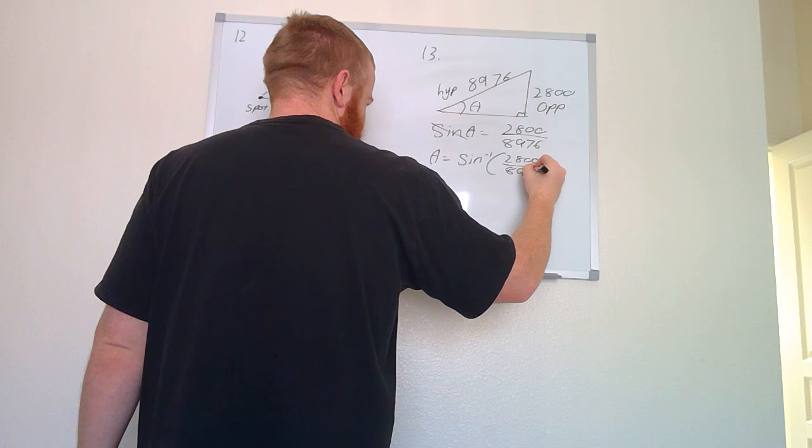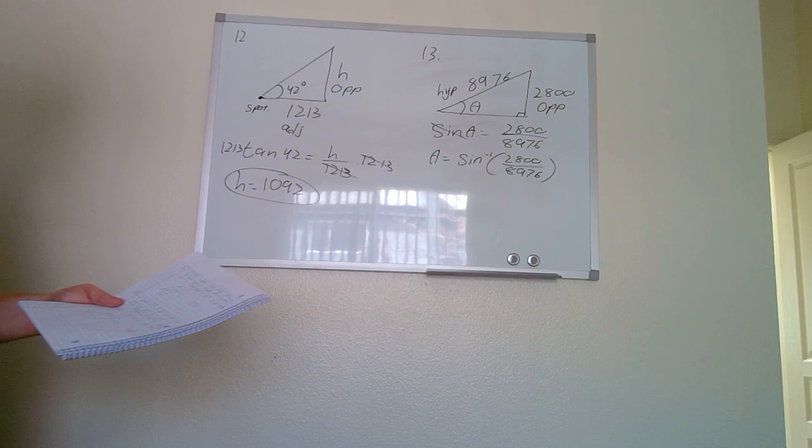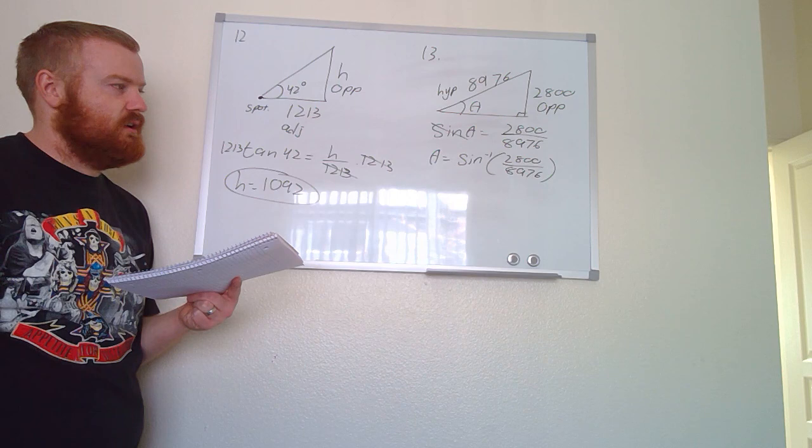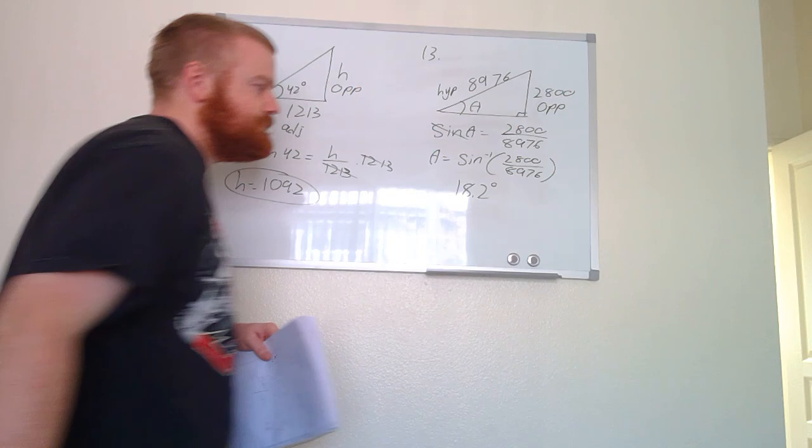Then we go back to the calculator. Second sine to get to sine inverse, and then inside you'll type in 2,800 over 8,976. That's going to give us approximately 18.2 degrees. So that is what our answer is going to be for this last one.